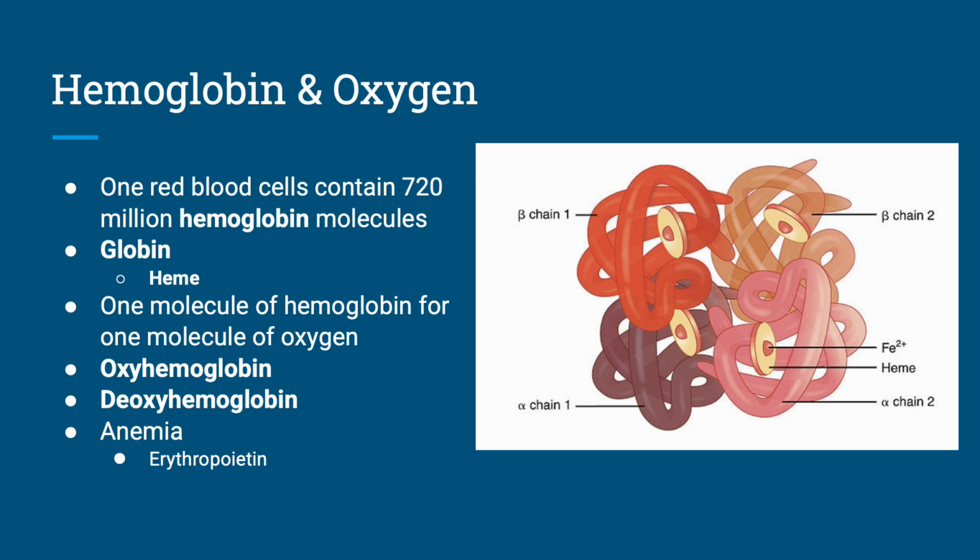One red blood cell contains 720 million hemoglobin molecules. Hemoglobin is composed of 4 proteins called globin, and each of these carries a red pigment called heme. Heme contains an ion of iron that can bind to one oxygen molecule. The function of hemoglobin is that it picks up one molecule of oxygen, and oxygen binds to iron, forming oxyhemoglobin.